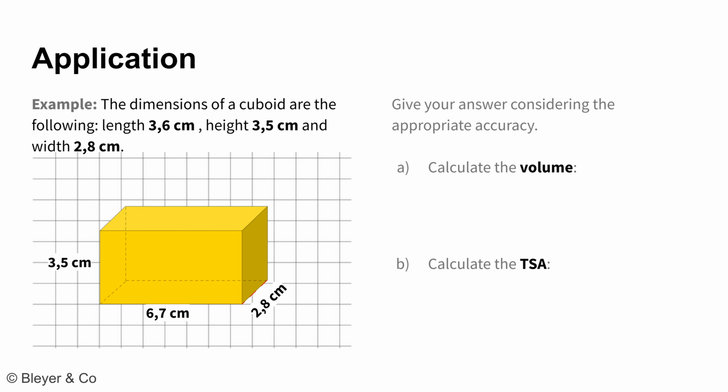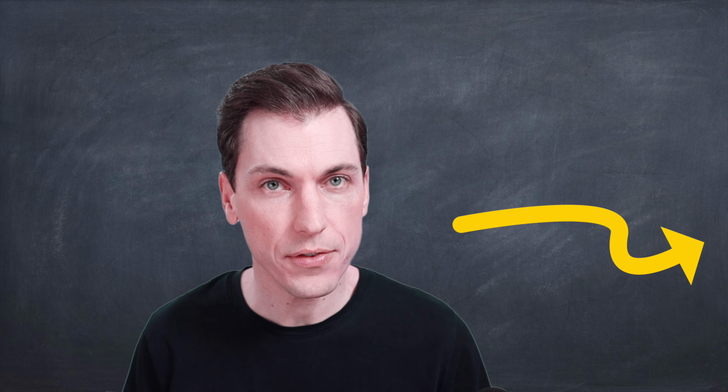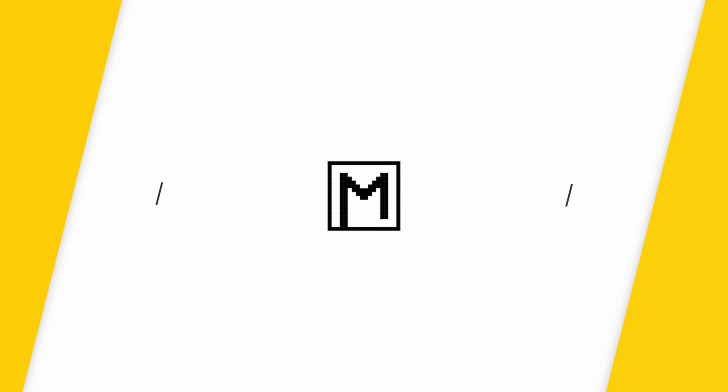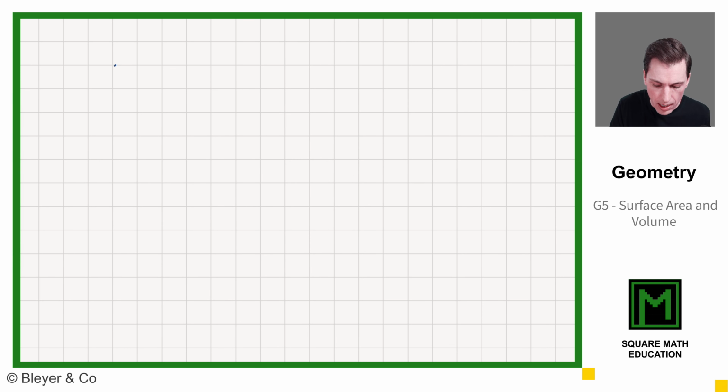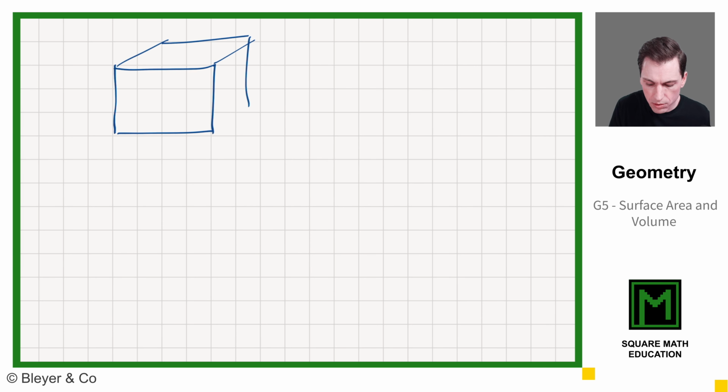The dimensions of a cuboid are the following: length 3.6 centimeters, height of 3.5 centimeters, and the width of 2.8 centimeters. Can you calculate the volume and the total surface area of this shape? Let's check it out. We are going to start by roughly drawing how this shape looks, and let's copy down here the dimensions given in the problem.